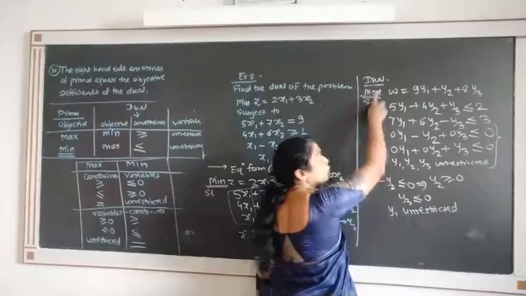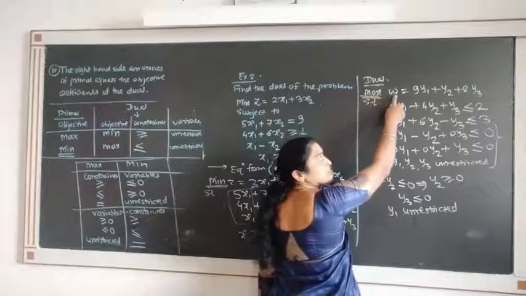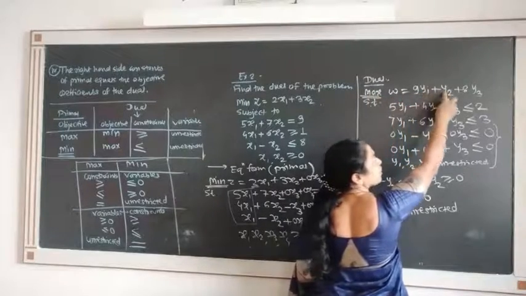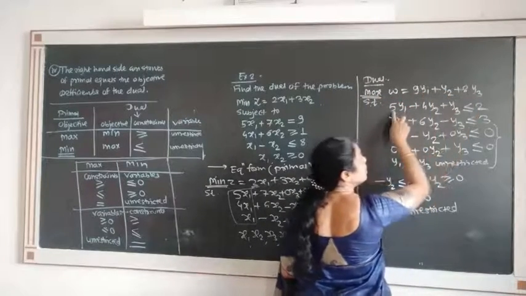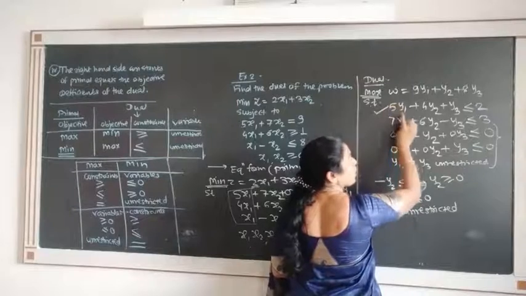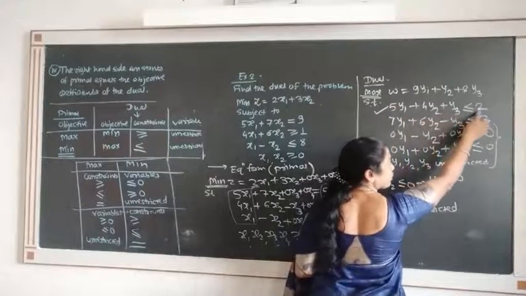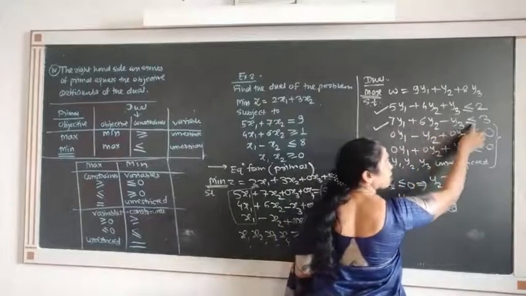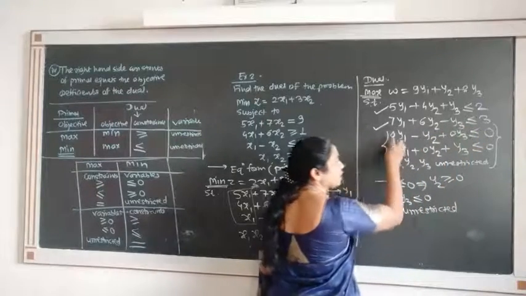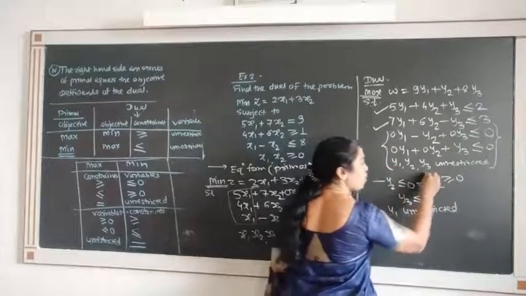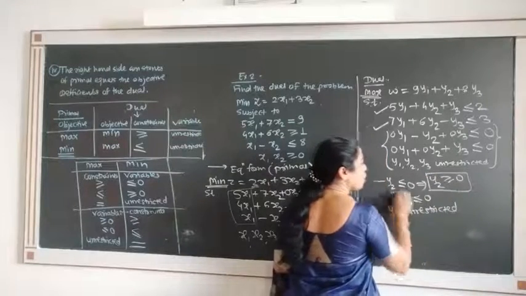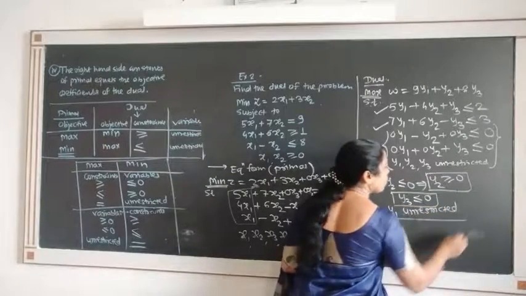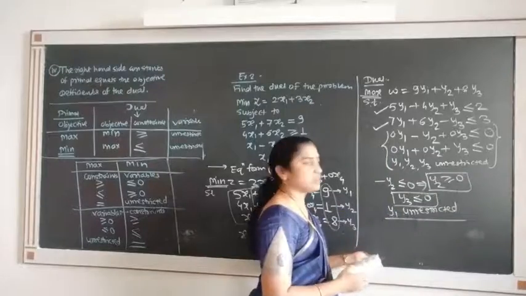So you can write down the dual as maximize W = 9y1 + y2 + 8y3, subject to 5y1 + 4y2 + y3 ≤ 2, 7y1 + 6y2 − y3 ≤ 3, and these three we have written as y2 ≥ 0, y3 ≤ 0 and y1 is unrestricted.